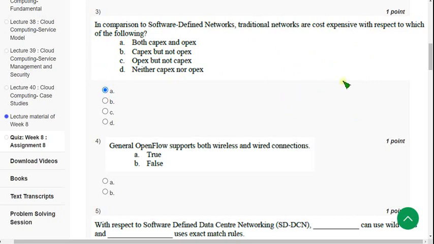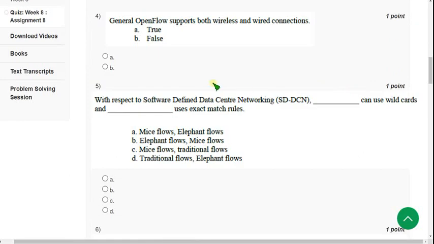Next question. General OpenFlow supports both wireless and wired connections. Is this statement true or false? So here the answer is option B, false. It does not support wireless one, only supports wired. So that means given statement is false. So mark option B. Let's move on to the fifth question now.